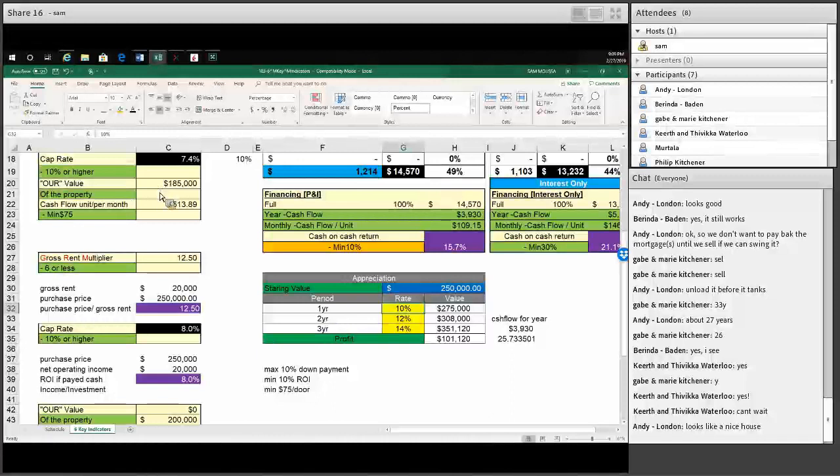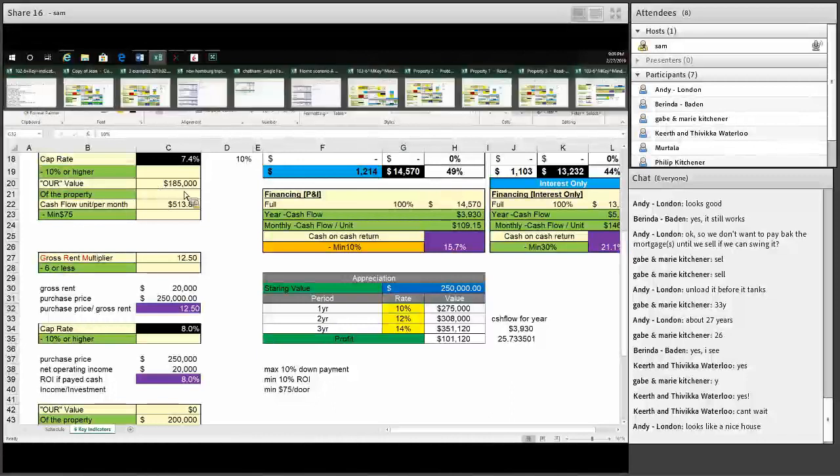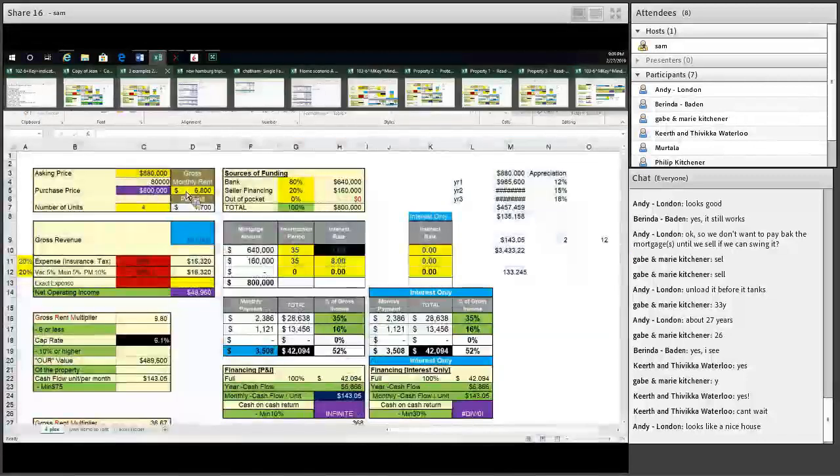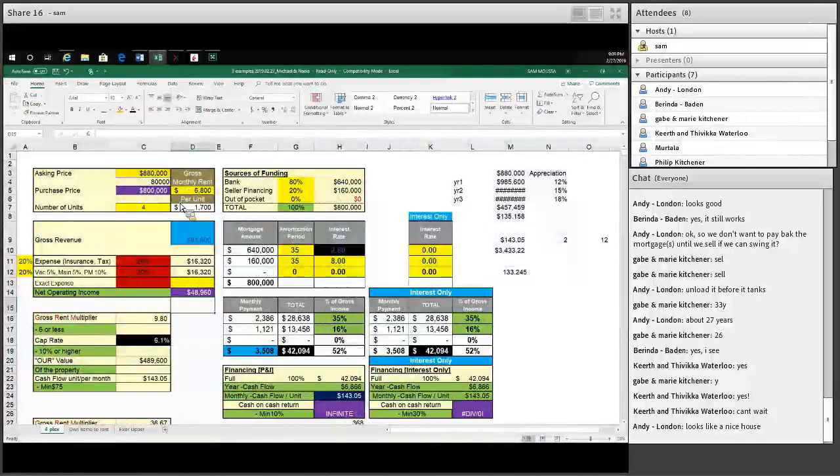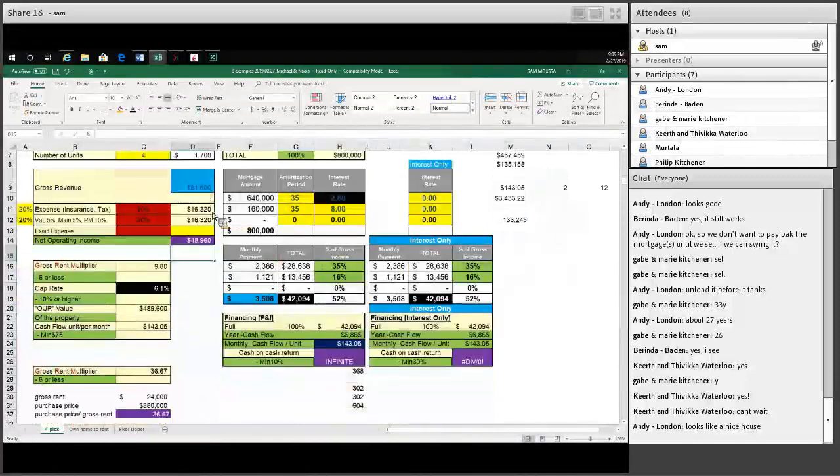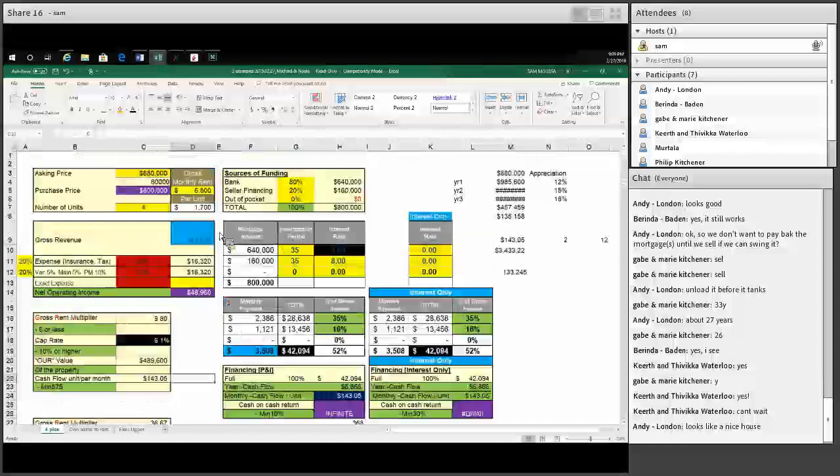Okay, so let's look at some of the properties you sent me. Someone sent me this one. Anybody recognize this one? Anybody want to claim this one? Whose property is this? Who sent me this one? Nobody wants to claim it?